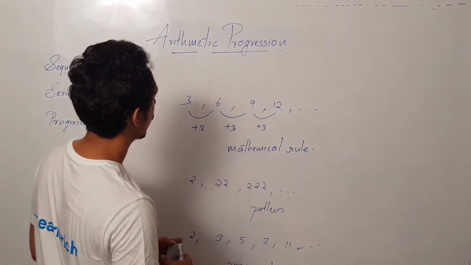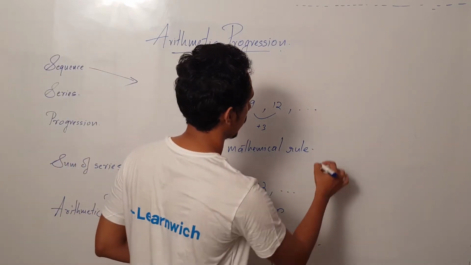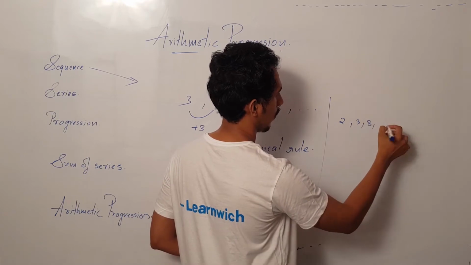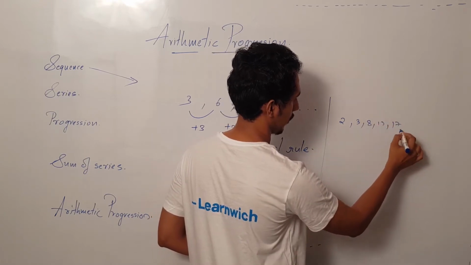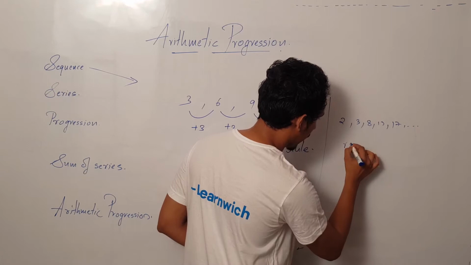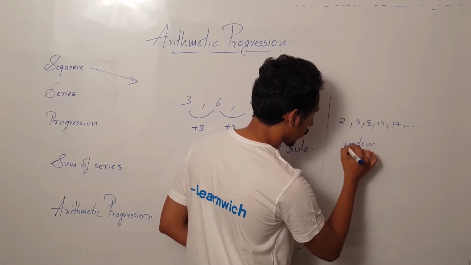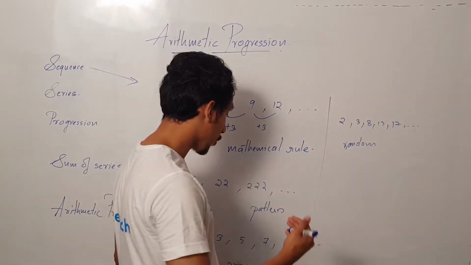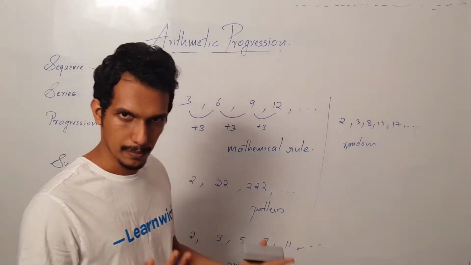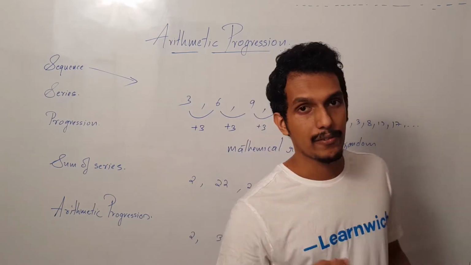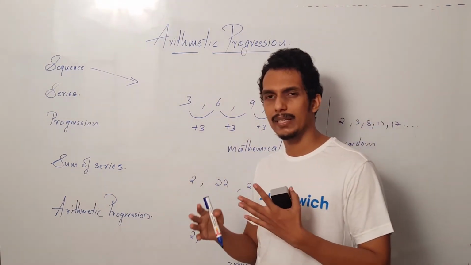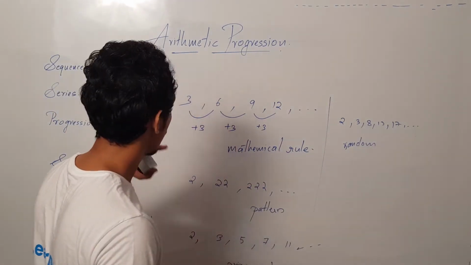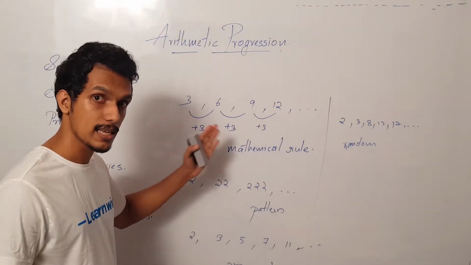Understanding me? So if I choose to write numbers like 2, 3, 8, or let's say 13, 17, these are totally random numbers. You are not able to guess the next number that is coming up. So if there is a set of numbers or a list of numbers that follow a certain kind of mathematical rule or a pattern, then you call it a sequence. This is called a sequence.